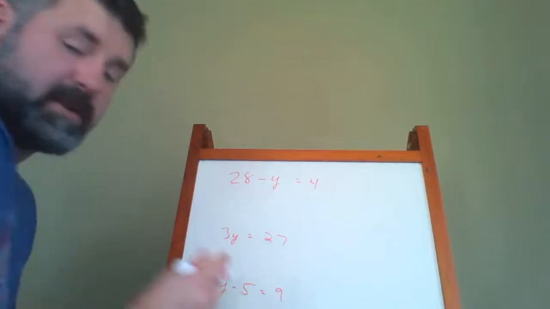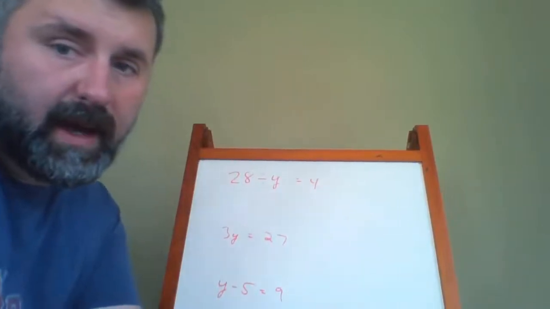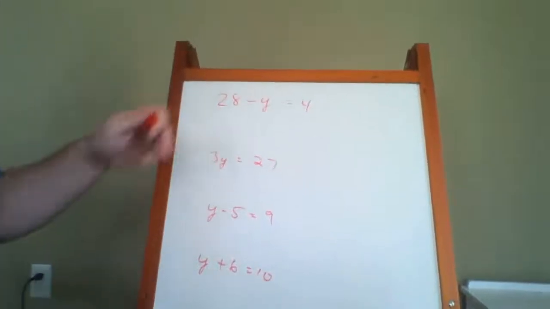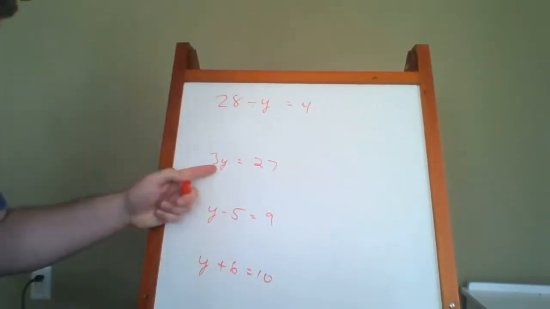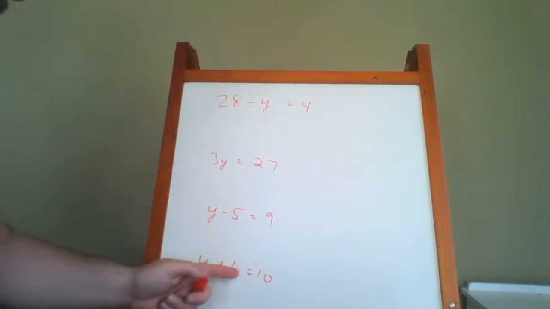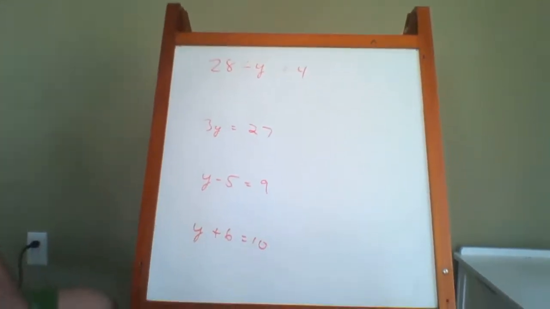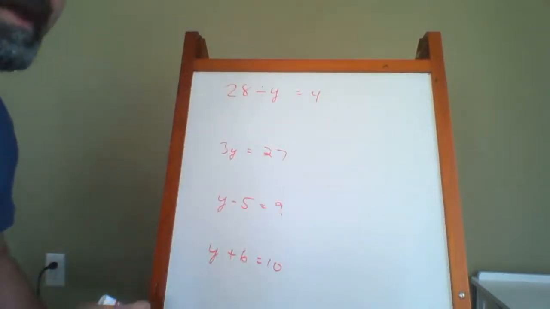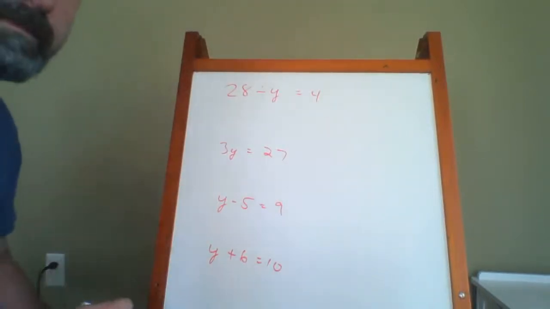All right, I'm going to make sure that you can see. Let me go back. All right, here we go. And so again, 28 divided by y is 4. 3y equals 27. Y minus 5 is 9. And y plus 6 equals 10. Please go ahead right now, try to solve these 4, and then check it on the side, and then come back.